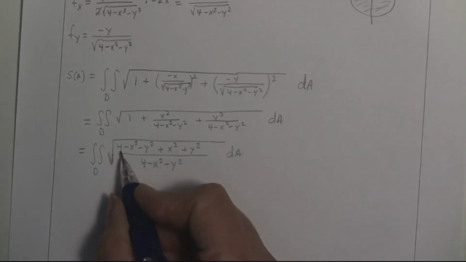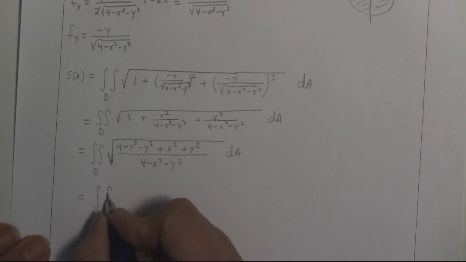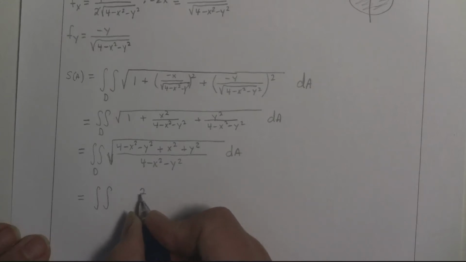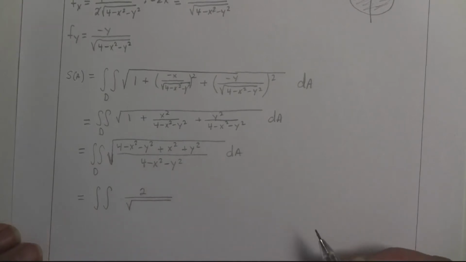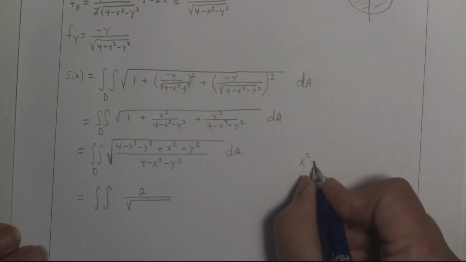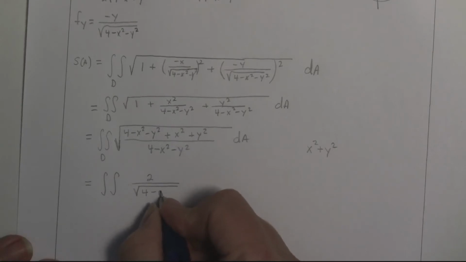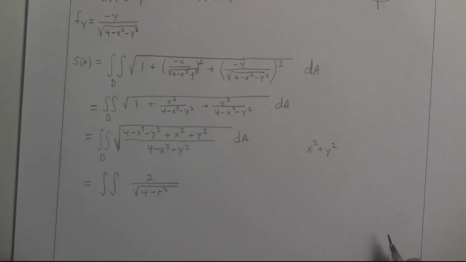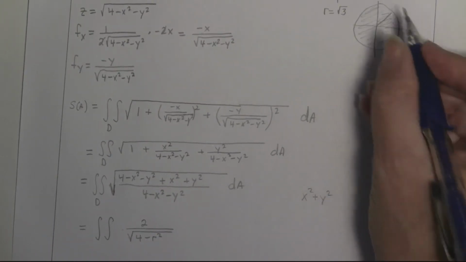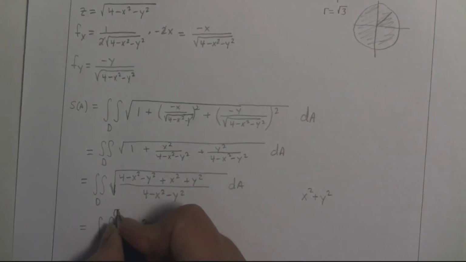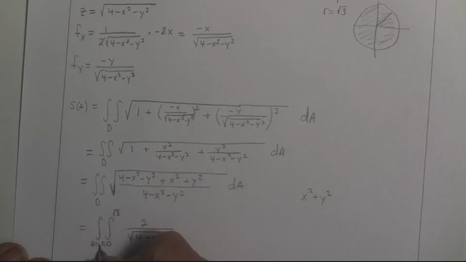So in the numerator I have the square root of 4, which is 2, and in the denominator I'm having 4 minus x squared minus y squared, and this is where I'm going to go to polar. You could have already gone to polar already. So 4 minus r squared. And my bounds for r are going out from 0 to the square root of 3. This is for r. And my theta is going from 0 to 2 pi.